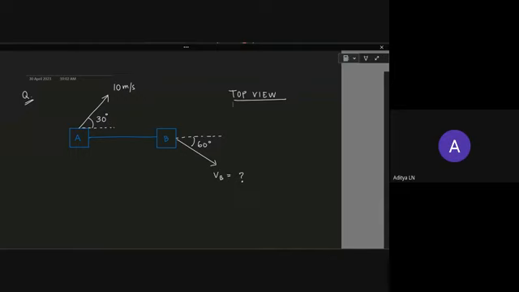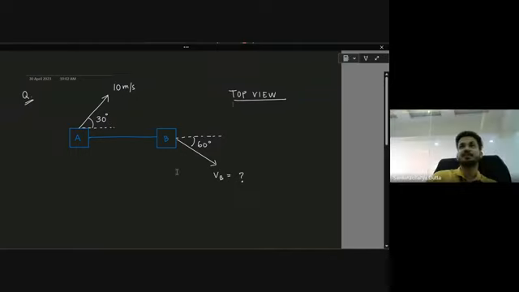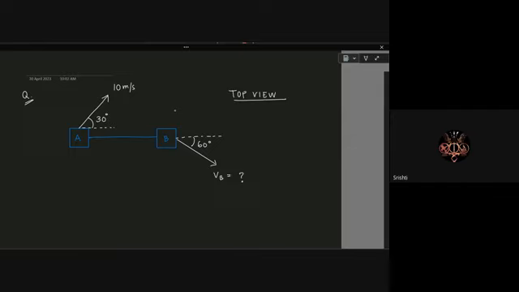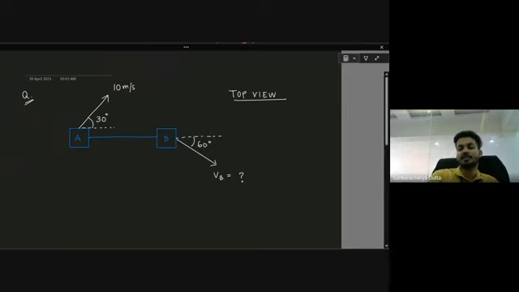10 root 3 meters per second. Yes, please type your answer in the chat. Your voice is not very clear. I understood the question, but I didn't understand how to solve it. Okay, cool. Allow everyone to try once. I'm going to give you 2 minutes to try this.